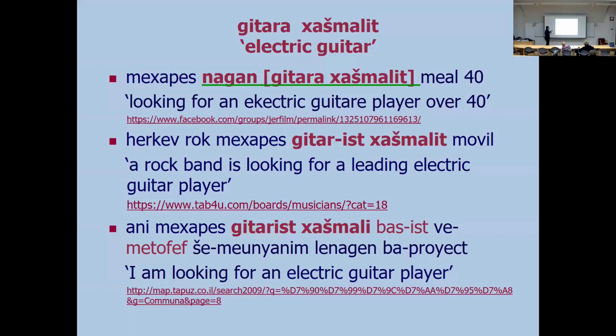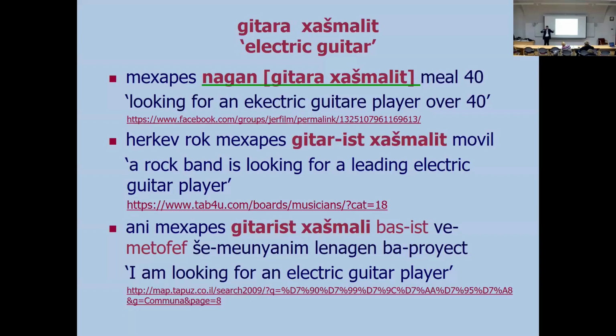I did find some rare examples where we do break it, but they are extremely strange and rare. So here we have guitarist chashmalit. And what is strange is that there seems to be no agreement between the first noun, which is the player, and because guitar is feminine, the adjective here is feminine. Or for example, guitarist chashmali, which is again very strange because that would mean that the player is electric, or electrified or something else.